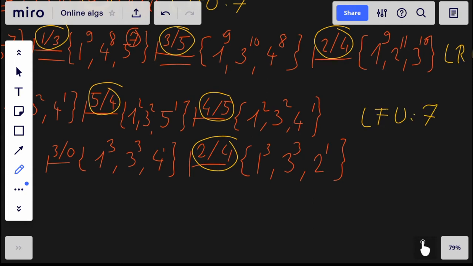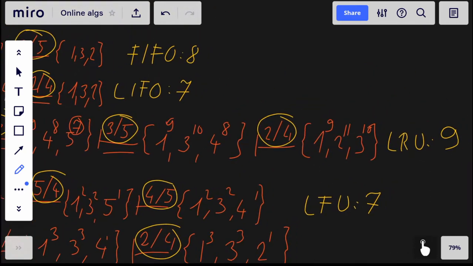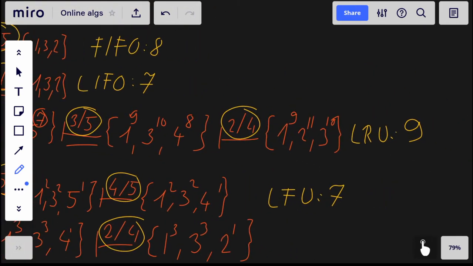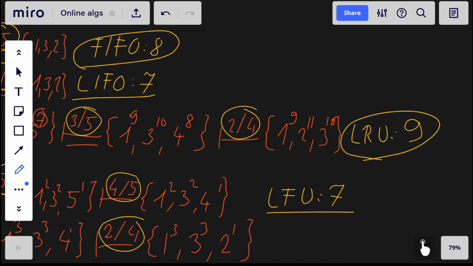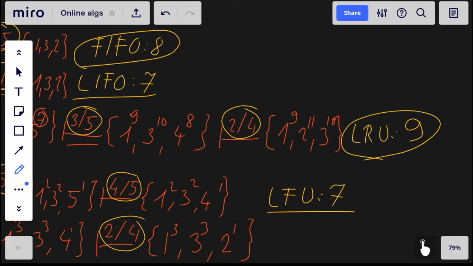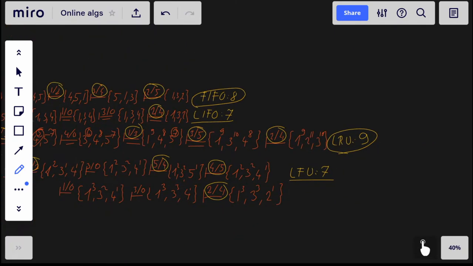Now there are these algorithms, right? The FIFO, the LIFO, the LRU, and the LFU. And right now it seems to be the case here for this particular input that LIFO and LFU produced an optimal solution, and then FIFO and LRU produced, well, suboptimal solutions for these particular inputs.